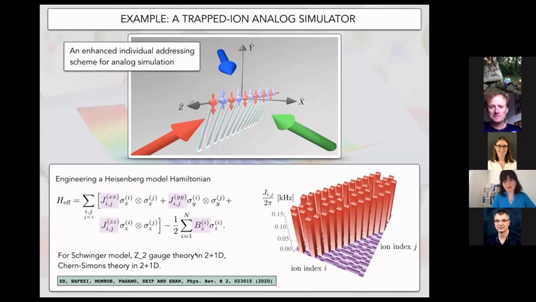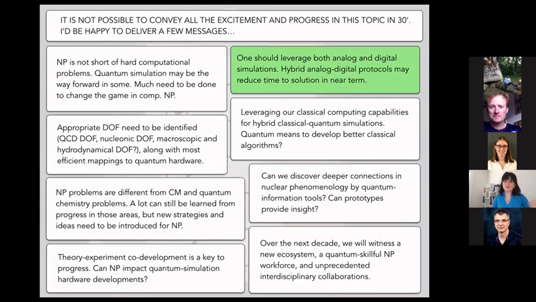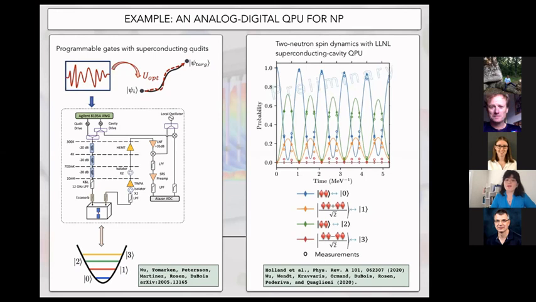So this is really exciting, and I think it has to happen in many different platforms and through these theory-experiment collaborations. We have to leverage both analog and digital simulations at the same time, and maybe reduce the time to solution in the near term. This is an example I'm not going to go through because I think there's going to be a nice talk by Kyle later in the program where he's going to tell us how you can simulate the nuclear problem using a setup that is kind of an analog-digital hybrid. And this is work done at Livermore, also in collaboration with Francesco at Trento.